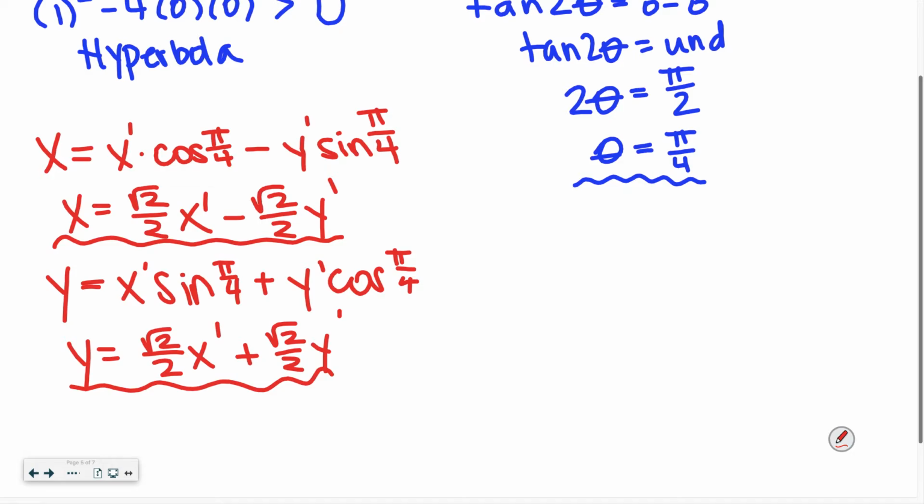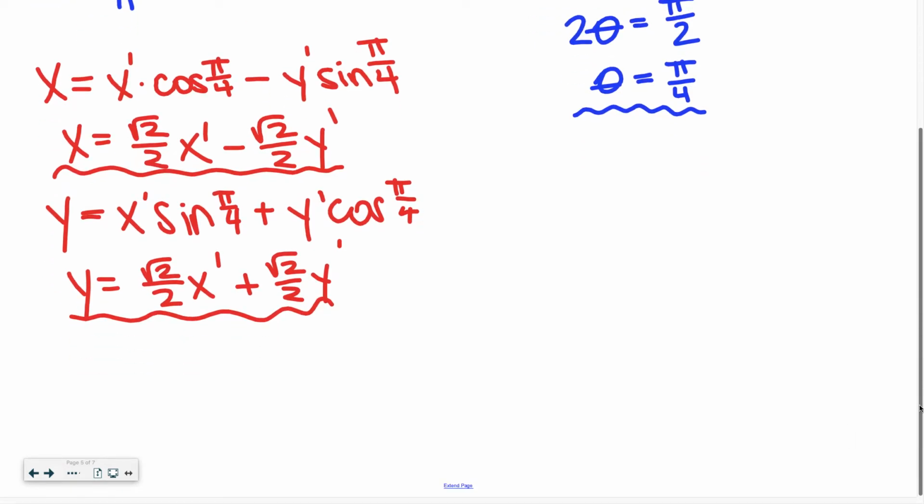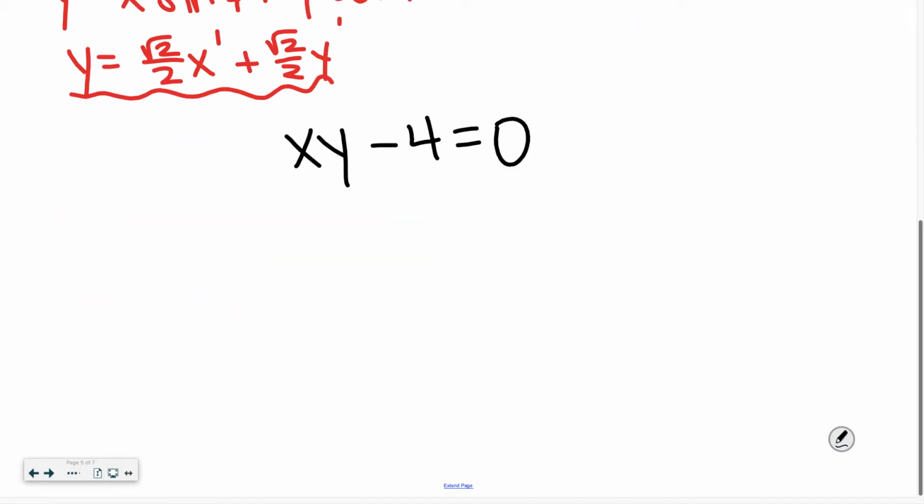Okay. Now, what do we get to do with it? Okay, plug it in. That is right. So I know that it's kind of covered right now, so I'll rewrite it. So our original problem is xy minus 4 equals 0. Okay, and this xy is the problem. Okay, so by making these substitutions, our xy should disappear, and we should only be left with x prime squareds, x prime y primes, and y prime squareds.